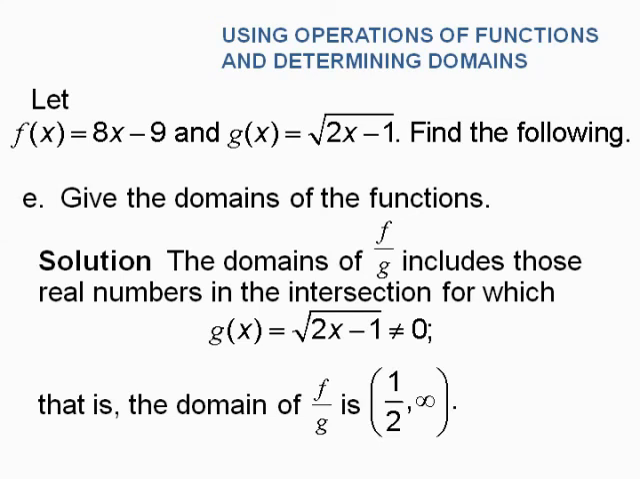And finally, if we look at the division part here, we said that if we divided these two functions, f divided by g would be 8x minus 9 over the square root of 2x minus 1. So there's a couple things happening here. We can't say greater than or equal to 1/2 here. Because if it equals 1/2 on this division problem, then the denominator is the forbidden 0. So notice in this one, we have to just say it's 1/2 to infinity, not including the 1/2.